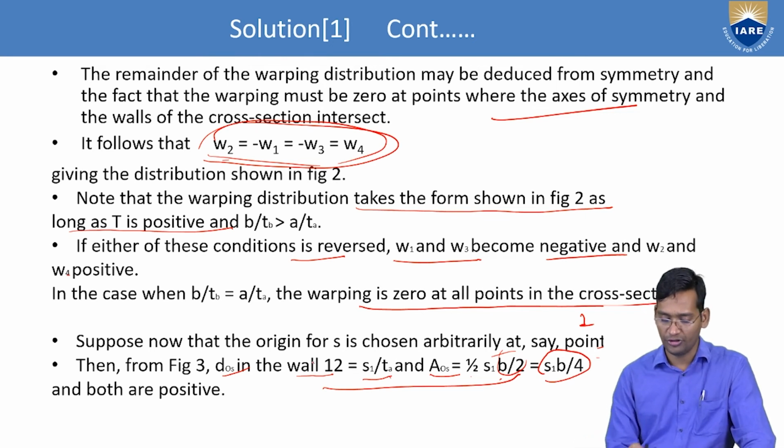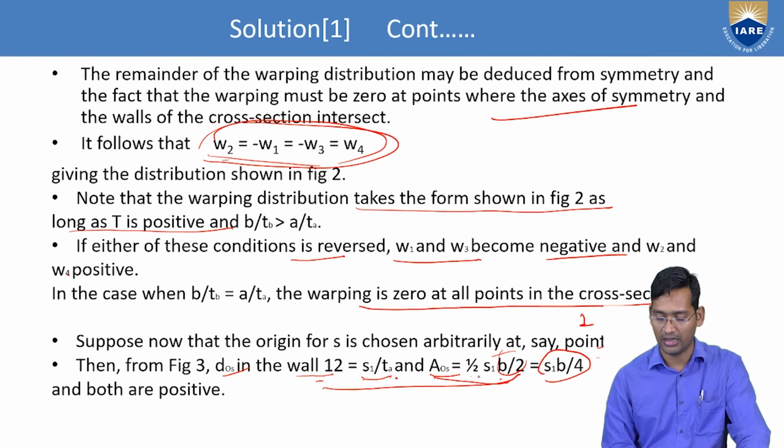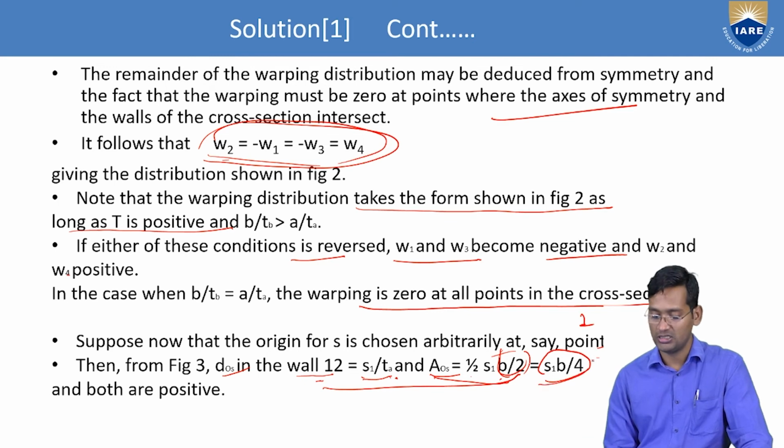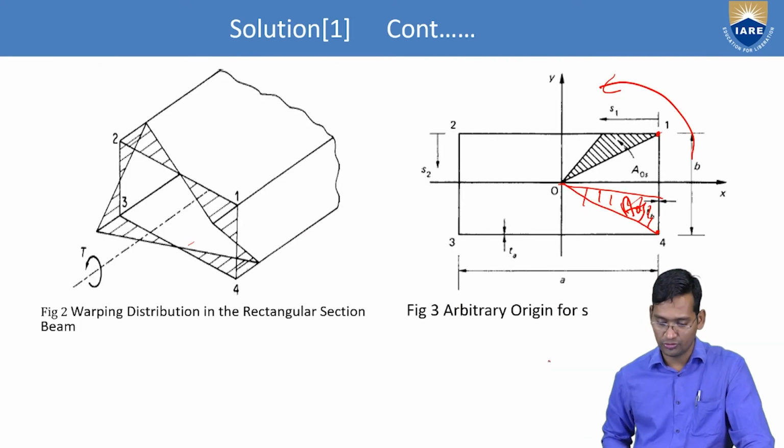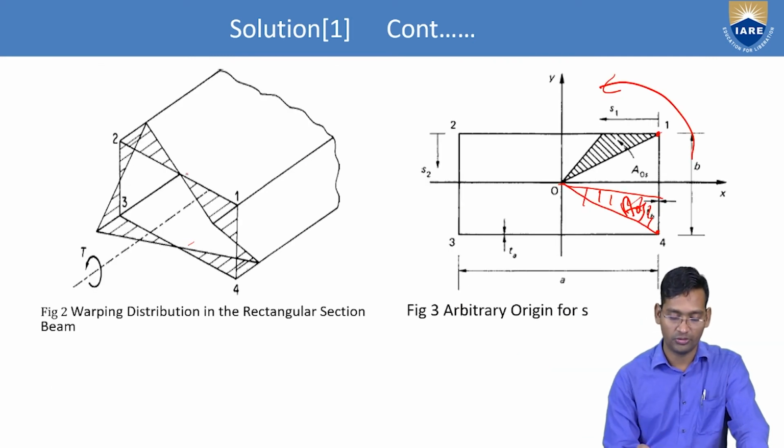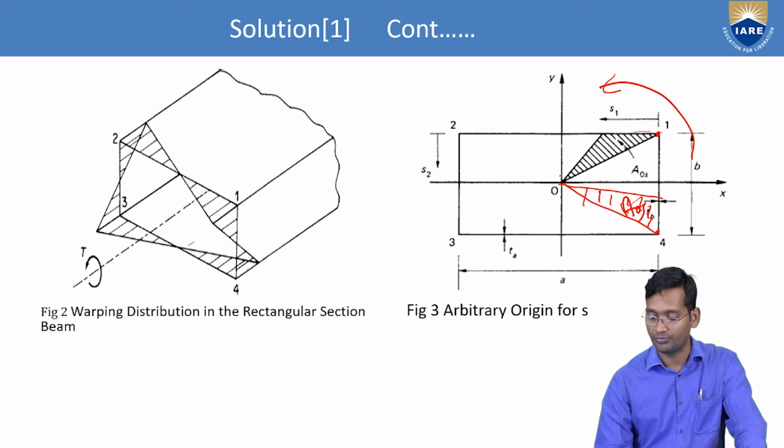Okay, so now from the figure, that area as for wall 1-2 is S1 by TA, and the area of this triangle is half S into half height. Height is what? B by 2. So that is S1 by 4. Now substitute all the values. This is figure 2, this is figure 3. From here only, just see here. This one, right? So this is S1.